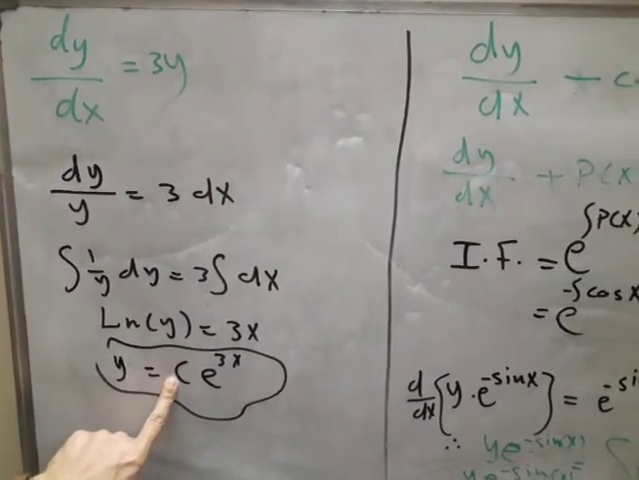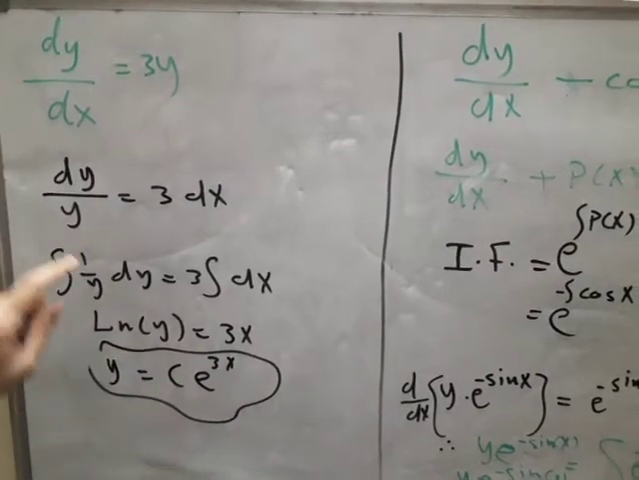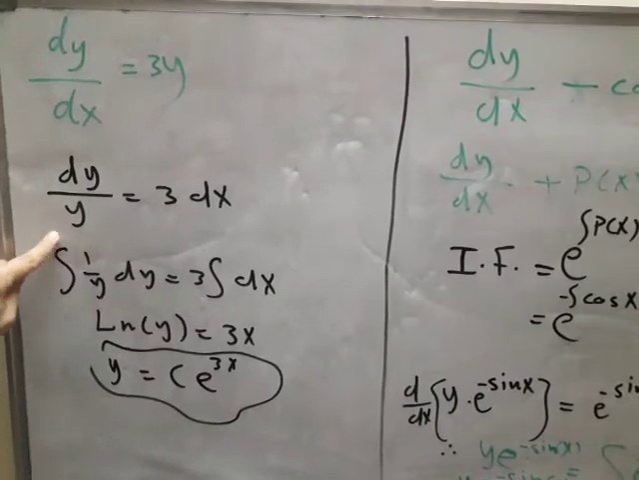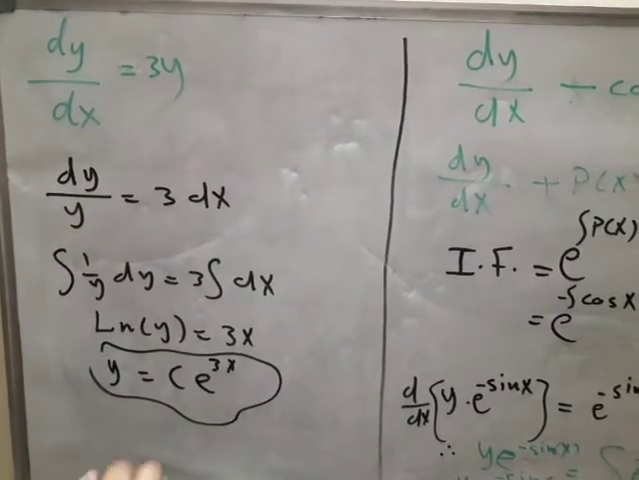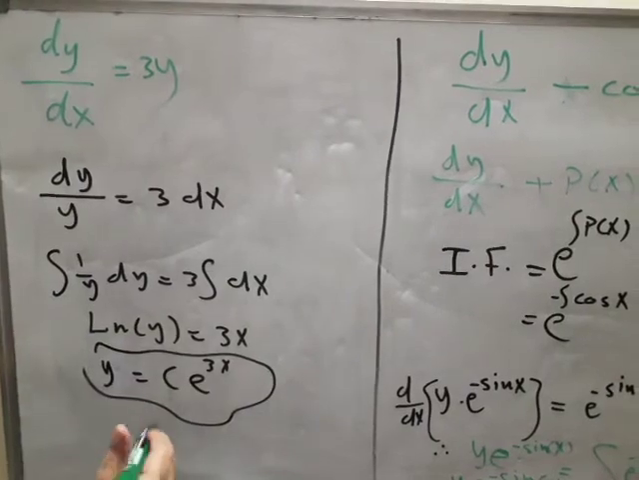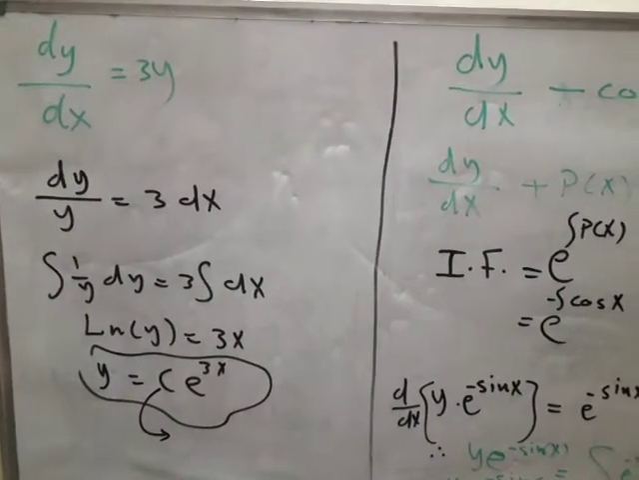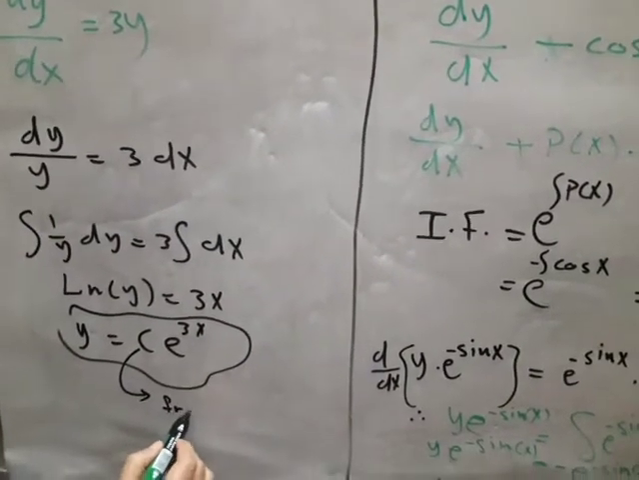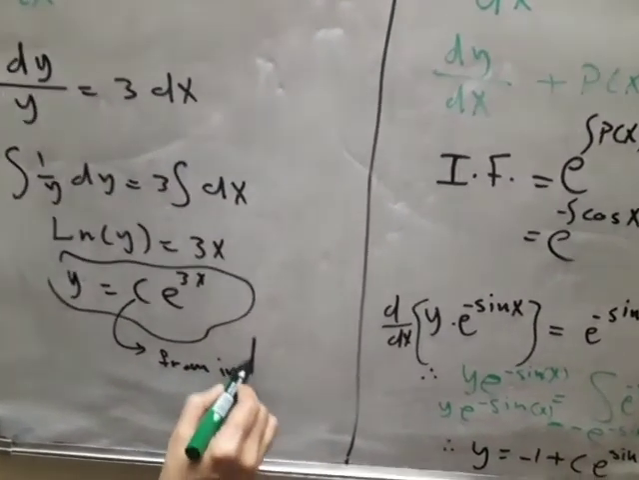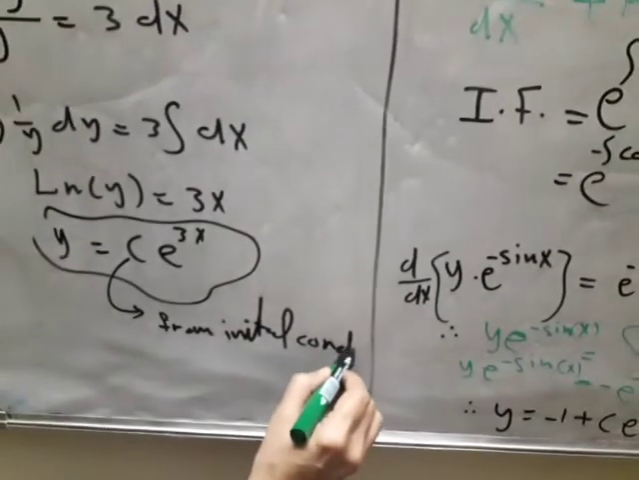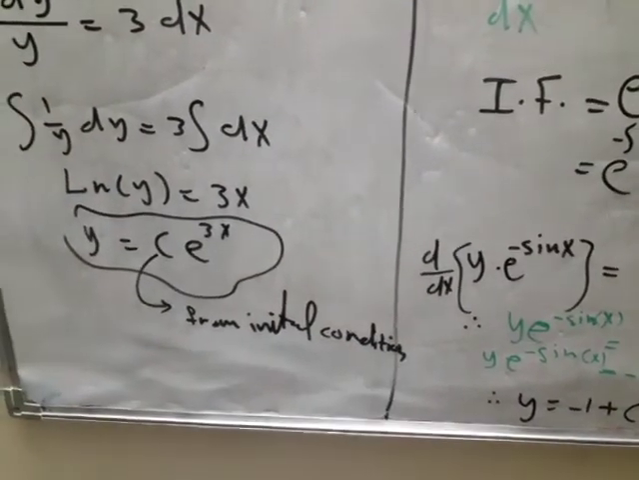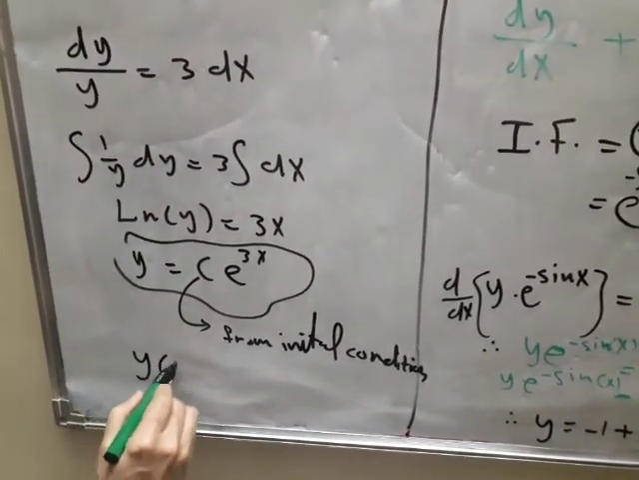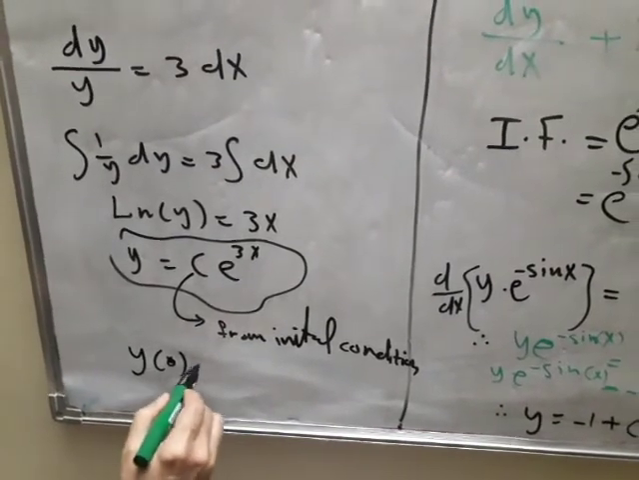The constant c appears because of the unbounded integral, the unlimited integral. There's no range for the integral, so the constant c must appear. The value of this constant can be found from the initial condition. The initial condition is the value of the variable y at 0.